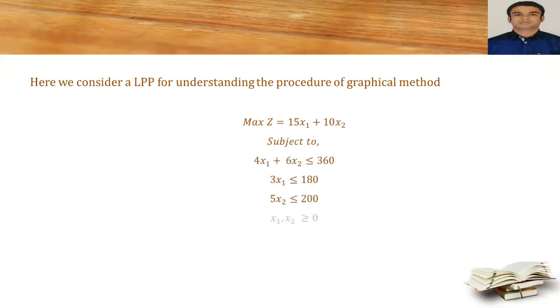In that example, assume maximize Z equals 15x1 plus 10x2, subject to the constraint equations: first, 4x1 plus 6x2 greater than or equal to 360; second, 3x1 greater than or equal to 180; and last, 5x2 greater than or equal to 200; and x1 and x2 greater than or equal to 0. How we solve this LPP problem with the help of the graphical method, we discuss in this.